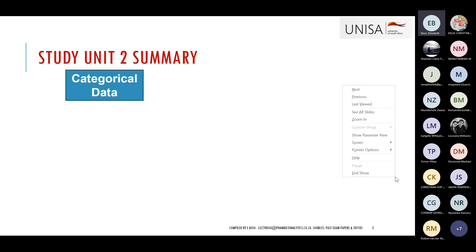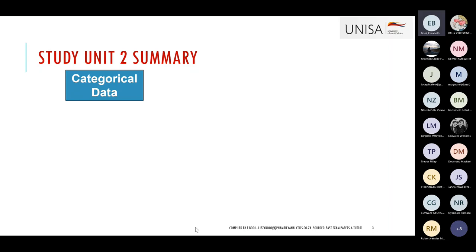So now, since you understand the types of variables, let's go to study unit 2, where you need to understand how you summarize the data. Can you give me three ways of how we can summarize categorical data, data that we can put into categories? What are the three, Kelly? I could think of a bar chart and a pie chart. I'm having a bit of a forgetful moment right now.